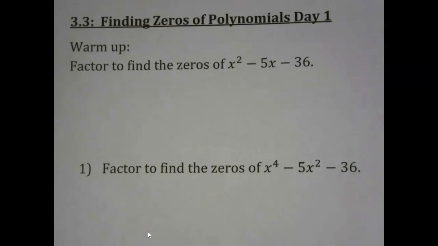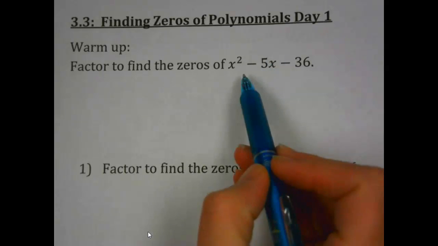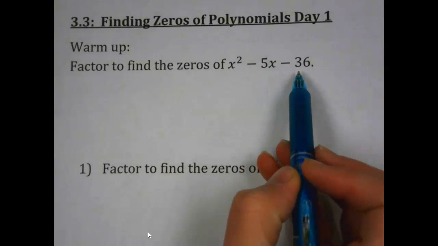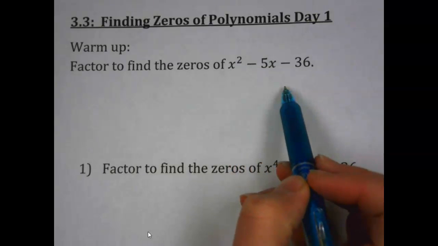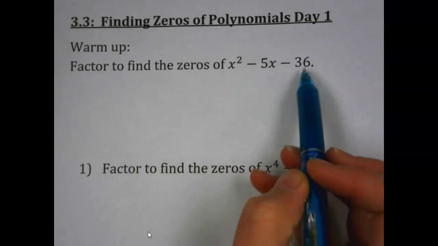Welcome to section 3.3, finding zeros of polynomials. This is part 1. We're going to review and talk about factoring. So if we want to find the zeros of x squared minus 5x minus 36, this is a pretty typical quadratic that we have factored many times before.